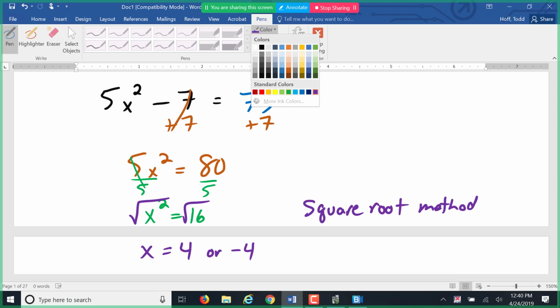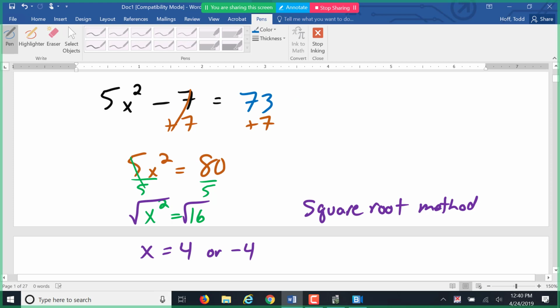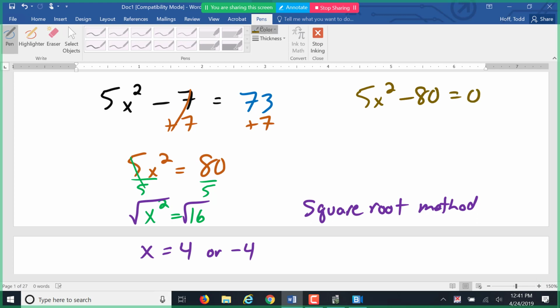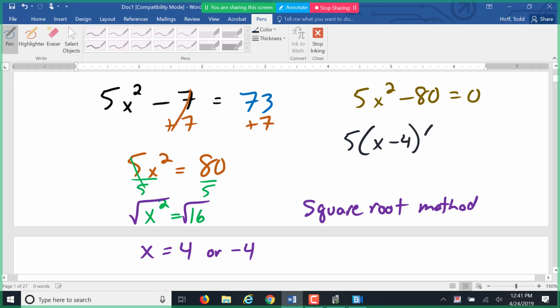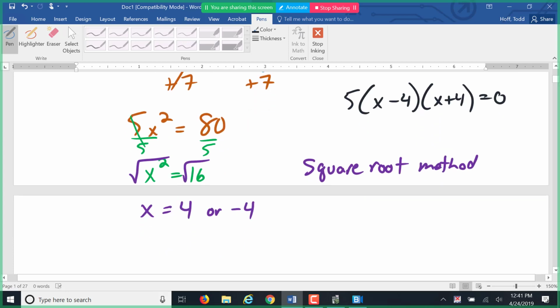We could have also solved that one by factoring. If we were to subtract 73 from both sides, we would have had 5x squared minus 80 equals 0. And this could have been factored. It would have factored into 5 times x minus 4, x plus 4 equals 0. Would have given us those same answers of 4 and negative 4. But the square root method is a little bit simpler to do. It requires a little bit less work.